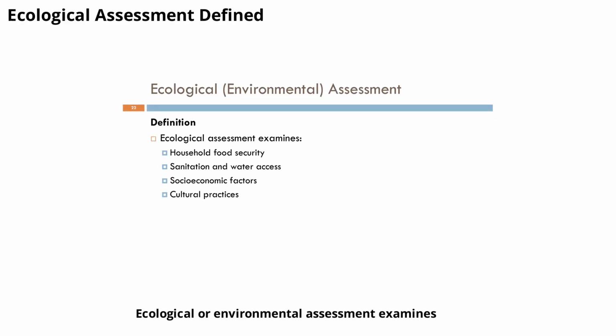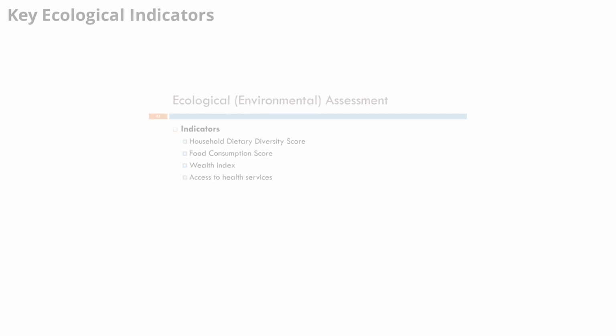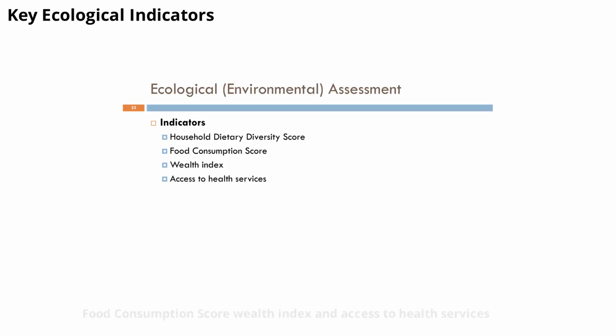Ecological or environmental assessment examines factors such as household food security, sanitation, water access, socioeconomic status, and cultural practices. These factors play a significant role in shaping nutritional status and must be considered alongside individual assessments for a complete understanding. Important ecological indicators include the Household Dietary Diversity Score, Food Consumption Score, Wealth Index, and access to health services. These indicators help identify vulnerable populations and guide the development of targeted, multi-sectoral interventions to improve nutrition and health.